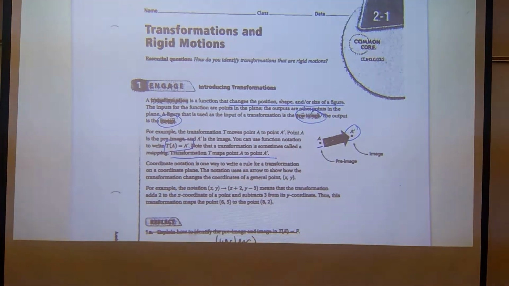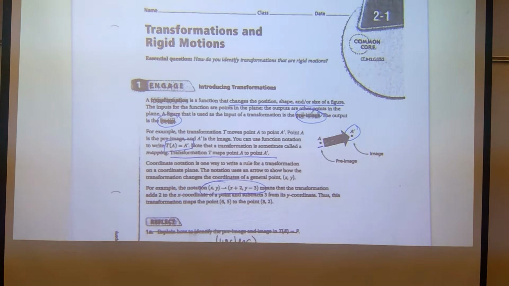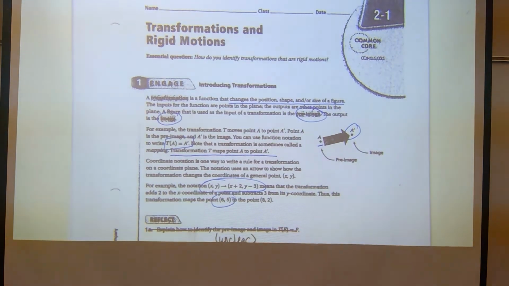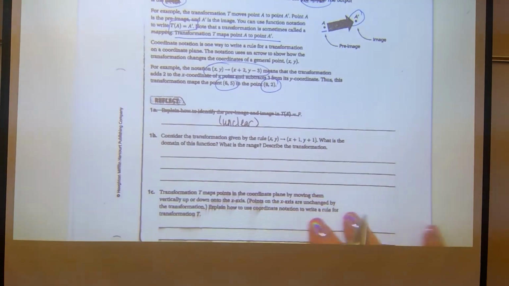All right. Coordinate notation is one way to write a rule for transformations. For example, the notation (x, y) maps to (x + 2, y - 3) means that my transformation adds 2 to the x coordinate. So it's going to move it 2 units to the right. And it subtracts 3 from the y coordinate, which means it takes that point and moves it 3 points down. Thus, if I start with a point (6, 5) and I apply this given transformation, it moves to the right 2 and down 3, so I'm at the point (8, 2). Think about this in terms of an xy coordinate plane.